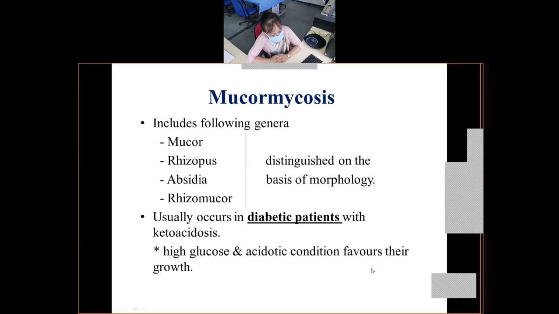And you can easily differentiate among these based on morphology. It has been observed that mucormycosis is an entity usually seen in diabetic patients with ketoacidosis. If a diabetic patient has uncontrolled diabetes, then if they are exposed to this type of fungus, they can very easily get the infection, which is mucormycosis.